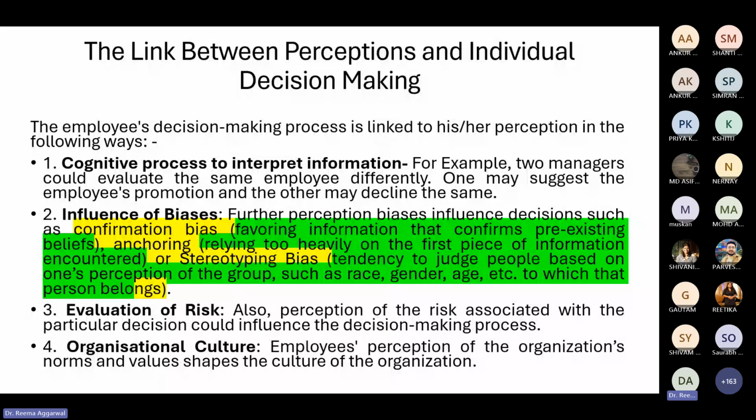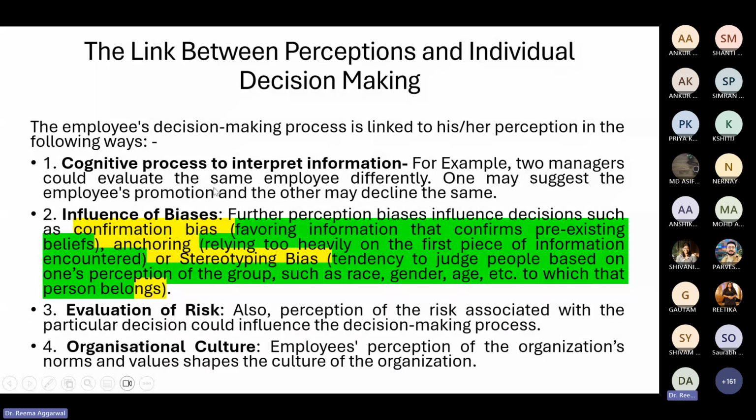So the employee decision making process is linked with his or her perception in the following ways. First is the cognitive process to interpret information, right? Cognitive means knowledge. The knowledge you are carrying, how you are processing that knowledge and interpreting the information, this is impacted by perception. For example, two managers could evaluate the same employee differently. One manager could say that this employee should get a promotion. The other could say, oh, really? I don't feel he should get the promotion.